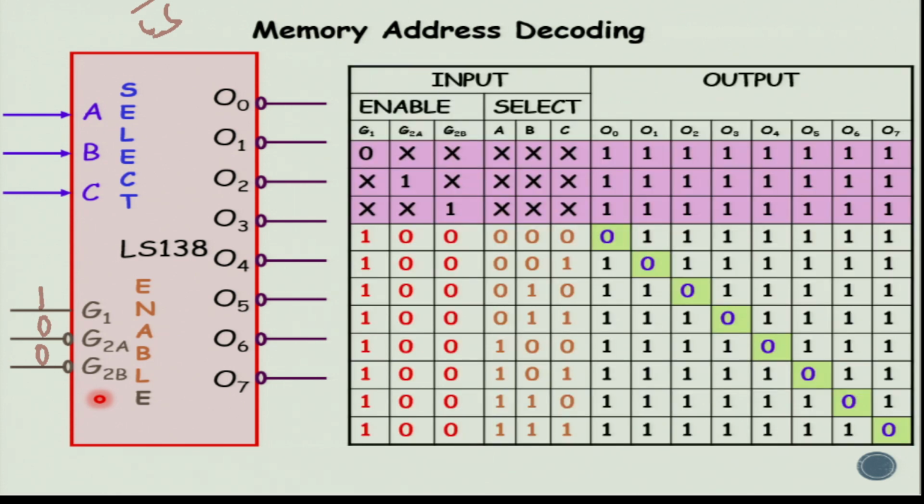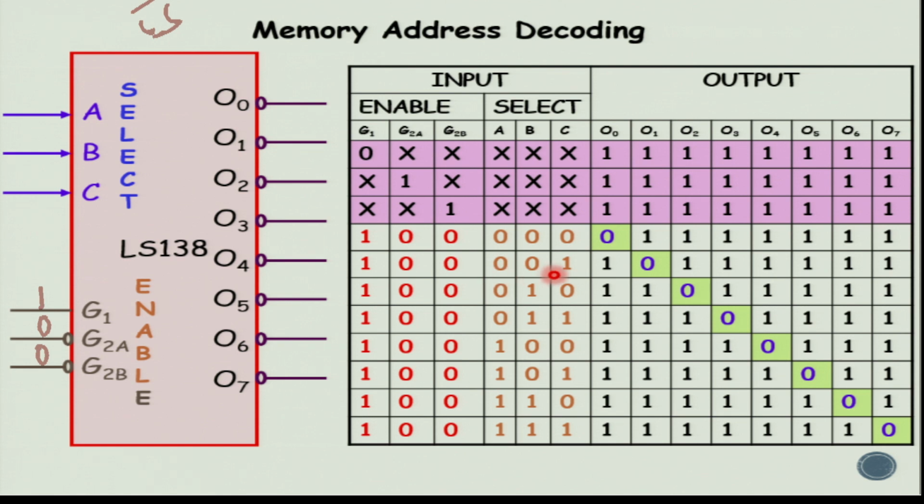Now this gives the truth table of LS138. So these are the enable inputs. These are going to be the select lines. So remember, G1 has to be high, and G2A bar and G2B bar have to be low for any of the outputs to be active, or LS138 to work. So G1 is high, G2A bar is low, G2B bar is low, and based on ABC, if all of them are low, output 0 will be low.